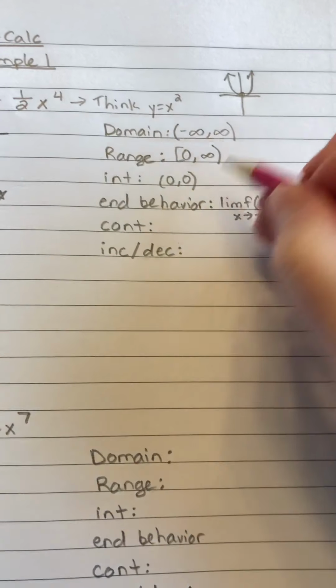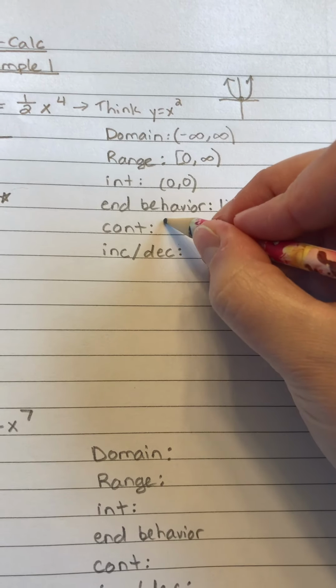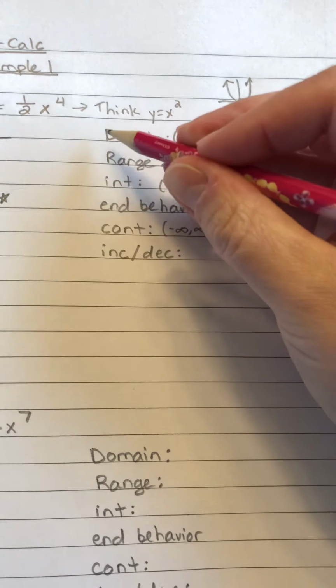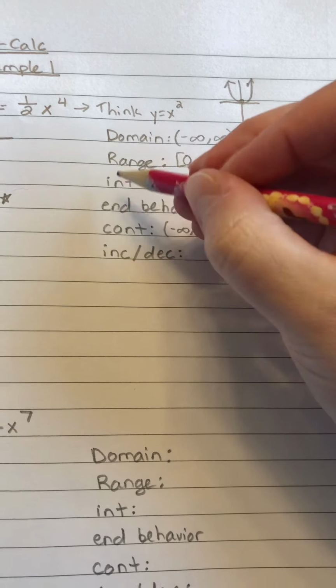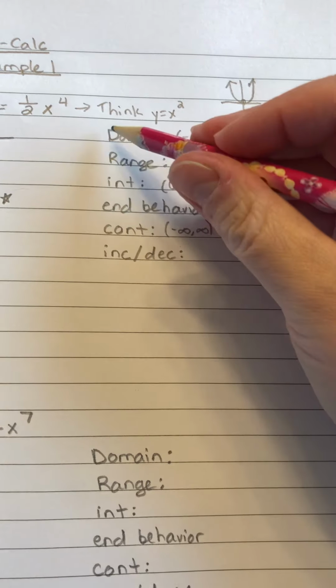For continuity, are there any asymptotes in the graph? Any point where it stops? No, so it's continuous everywhere. If you remember listing continuity, it's actually the exact same answer as your domain would be. So if you say a function's continuous and you have to tell me where, you simply answer with what your domain is.